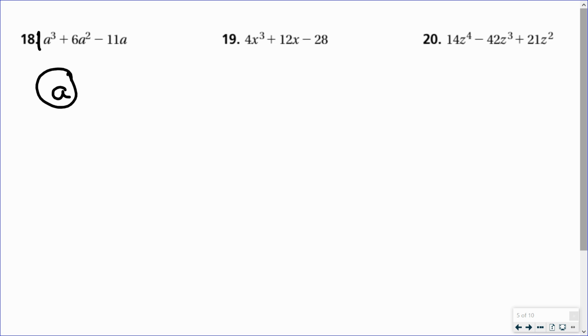Number 19. Okay, no letters. Think about numbers. Well, I got 4 and 1 and 2 and 2. So let's try 4. 4 will go into 12 and 4 will go into 28. So that's it. 4.